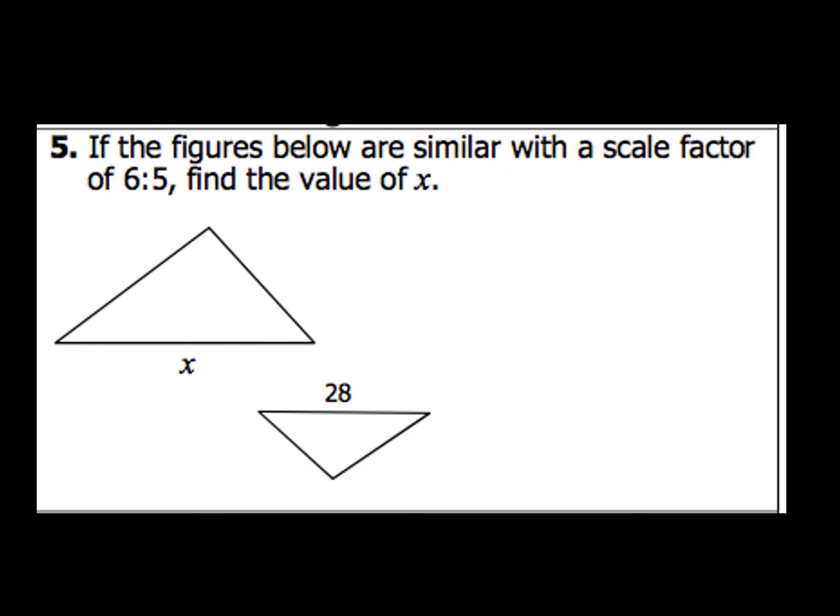Here, the figures below are similar with a scale factor of 6 to 5. So what we're going to do with the scale factor of 6 to 5, we're going to use it to set up a proportion. So 6, which is the bigger figure, over 5, which is the smaller figure. The bigger figure, one side is x, and the other side is 28. We're going to use our cross products. I'm going to do 5 times x is equal to 6 times 28.